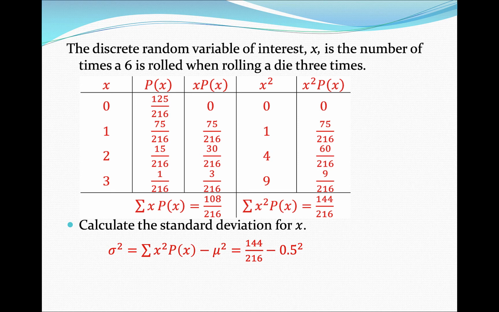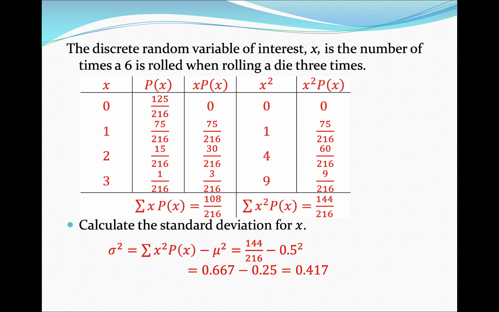The way you calculate that is you take the sum of x squared times p of x, subtract the mean squared. So we just calculated the sum of x squared times p of x. That's what that 144 over 216 is. That's the whole point of getting that. Once you get that, it's simple to get variance. You just subtract the mean squared. We just said that the mean was 0.5, so you just subtract 0.5 squared, and that will give you the variance. The variance in this case is 0.417.